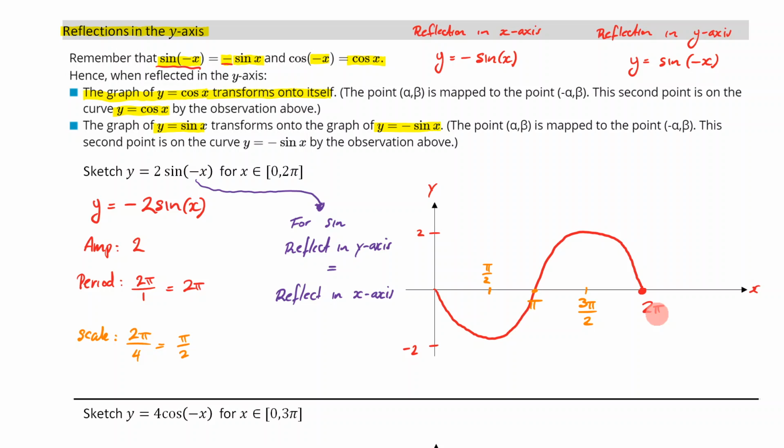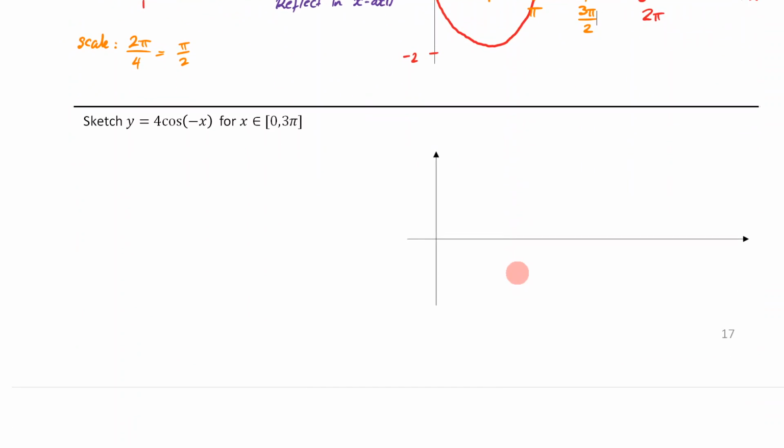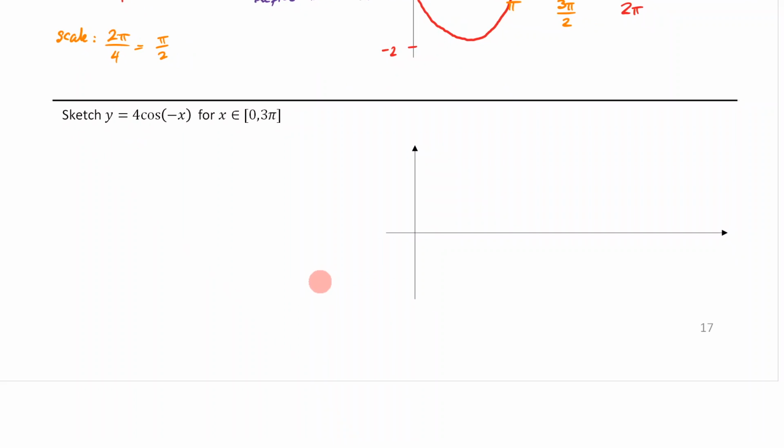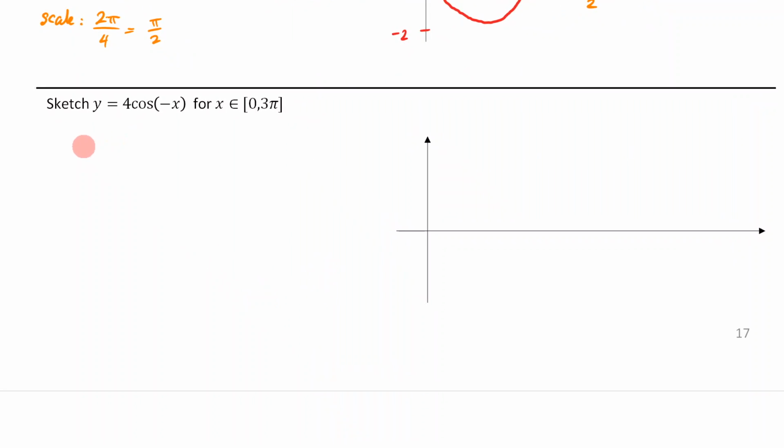So the key message here is that when you are dealing with a sine graph that has been reflected in the y-axis, that's the same thing as reflecting it in the x-axis. So it just looks like that. And then over here, sketch y is equal to 4 cos of negative x. Now, you know that when you have a cos of a negative angle, you just ignore the negative. So what can we say here to help us remind ourselves?